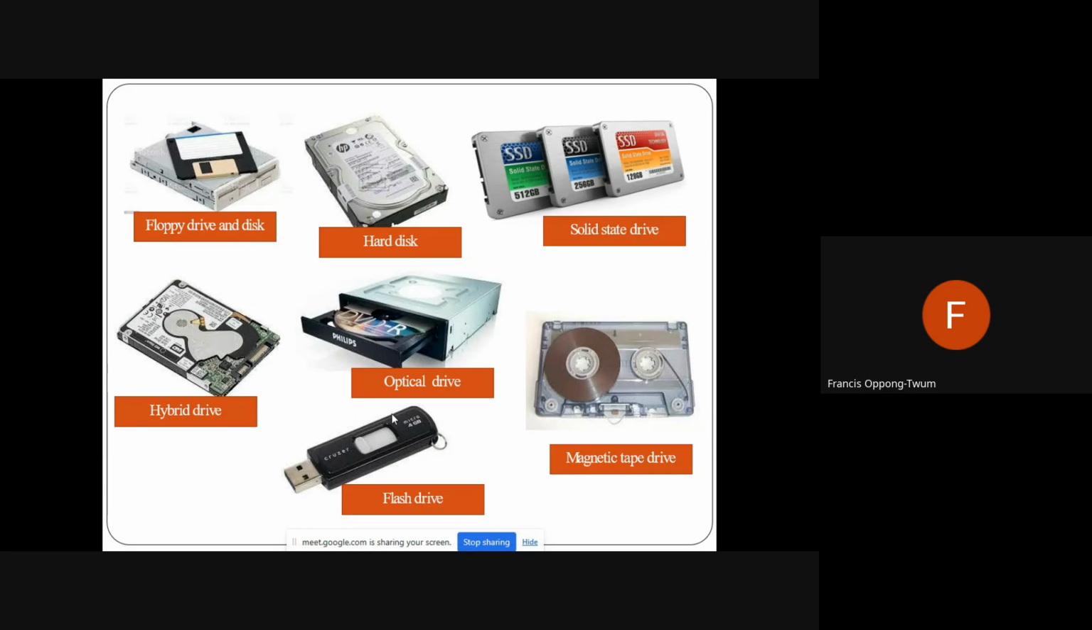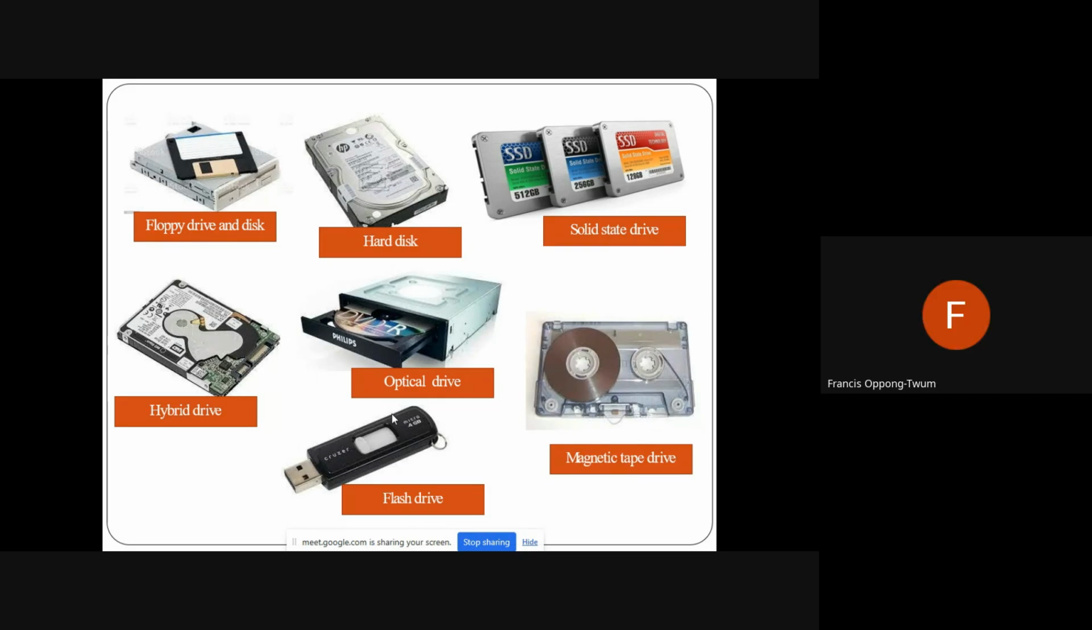So that should tell you that within the next 10 years or some few years ahead of us, the hard disk technology will also be out of the market. So that is that for you. Can you all see the picture of the hard disk that I've shown on the screen? Yes, sir, we can.